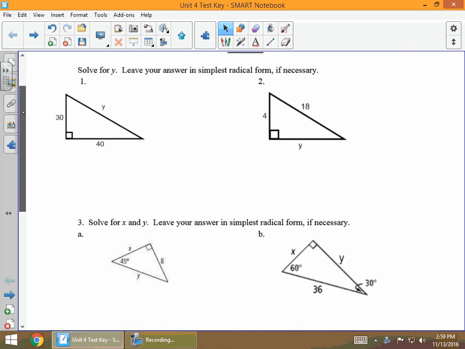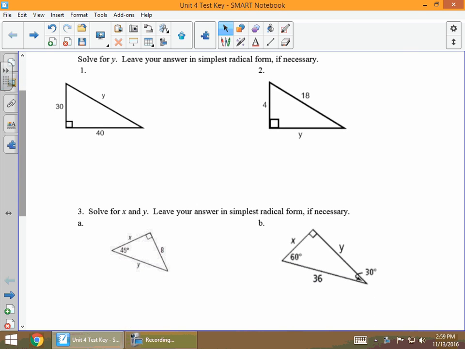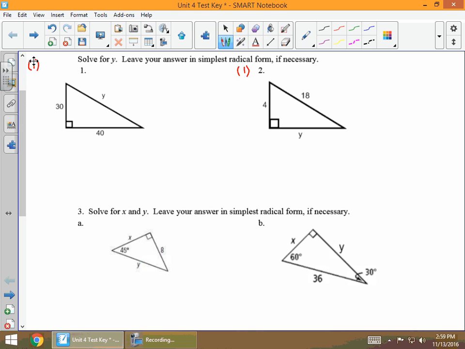Let's take a look at questions 1 and 2. Each of these two are both worth 1 point each. So you have 1 point for question 1, and 1 point for question number 2. It says solve for y. Leave your answer in simplest radical form if necessary.